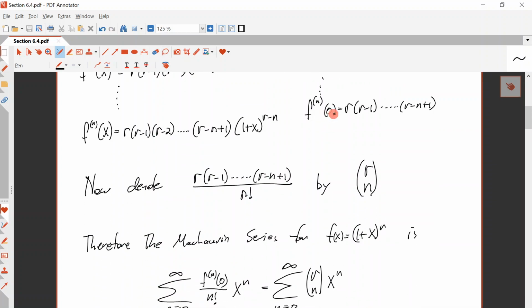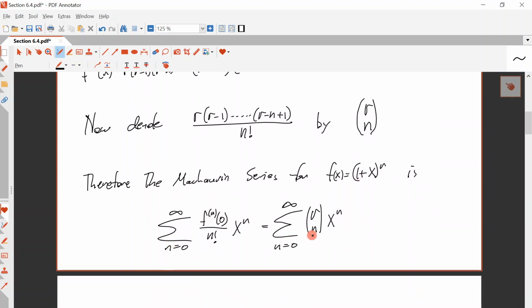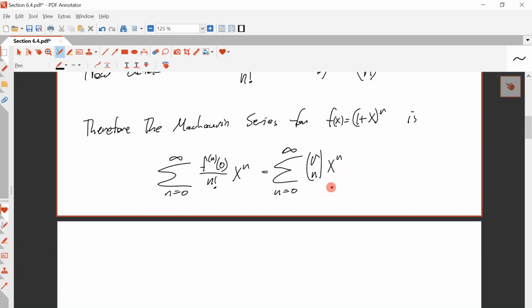Now put this nth derivative over n factorial like you're supposed to do with the Maclaurin series, and denote this fraction by this notation. It's called r choose n. Therefore the Maclaurin series for f of x equals 1 plus x to the r is the sum from n equals 0 to infinity of r choose n times x to the n. So it's just a compact notation. This series is called the binomial series.